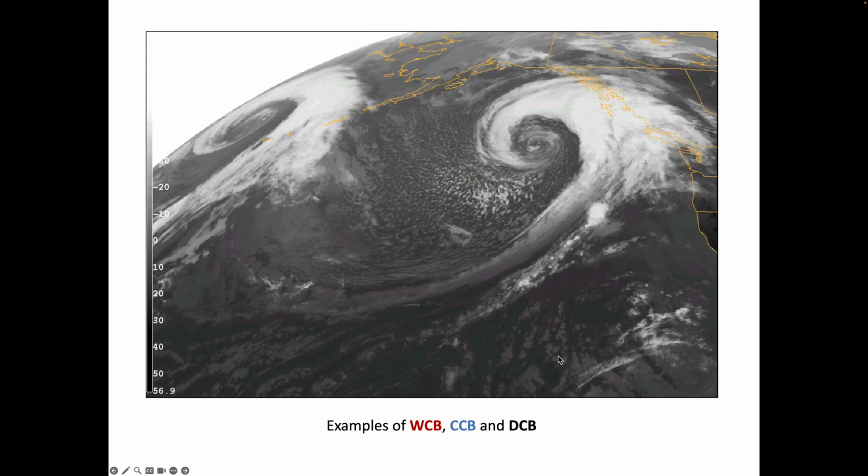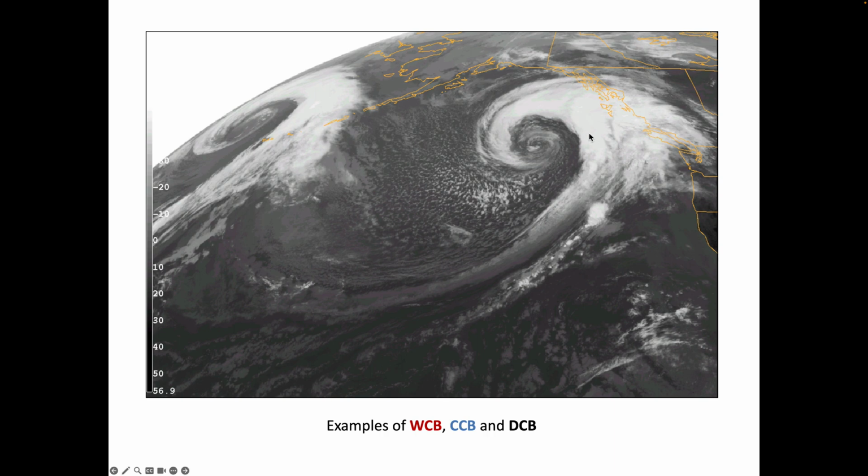So here are examples of warm, cold, and dry conveyor belts. And again, in this case, this is an infrared image. So we've got one big, very mature extratropical cyclone off the coast of Canada. We have another one in the northern Pacific right here. And you can see what meteorologists will often refer to as this comma-shaped cloud. Now, this is obviously not a single cloud, but you can kind of see this comma shape to it.